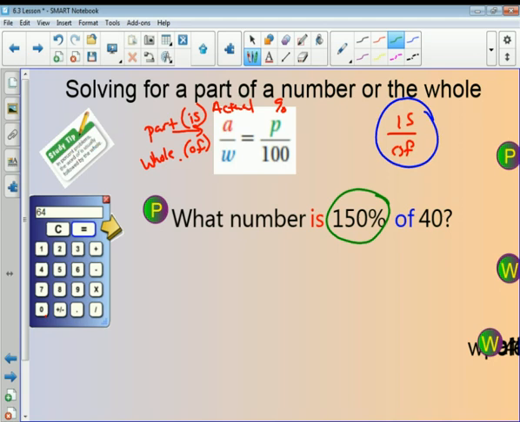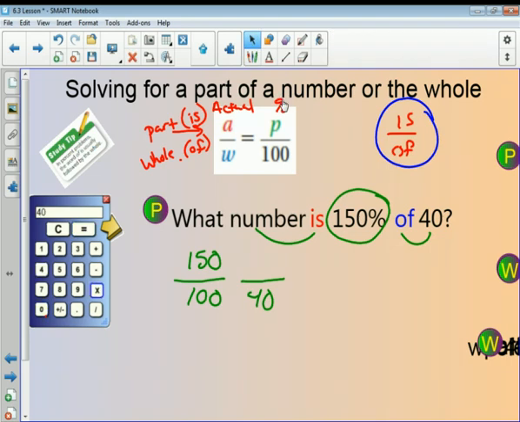Bam, I see that right away. So I'm gonna take care of that first. 150 over 100, that's the first thing I'm gonna do. Now I'm gonna look at the wording. So I see of 40 and is and this what number? Okay, so my of, the 40, is the bottom because of is the bottom, the whole number. So now I'm gonna cross multiply divide.